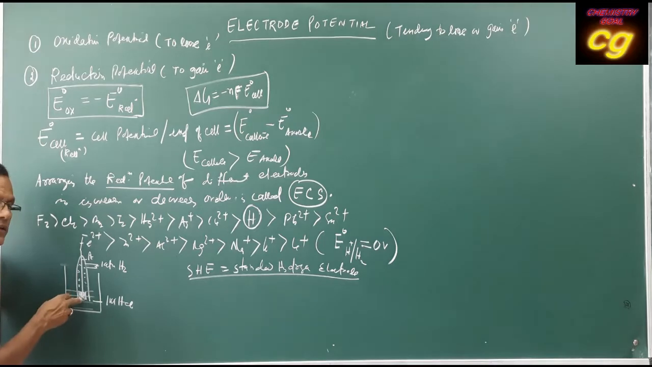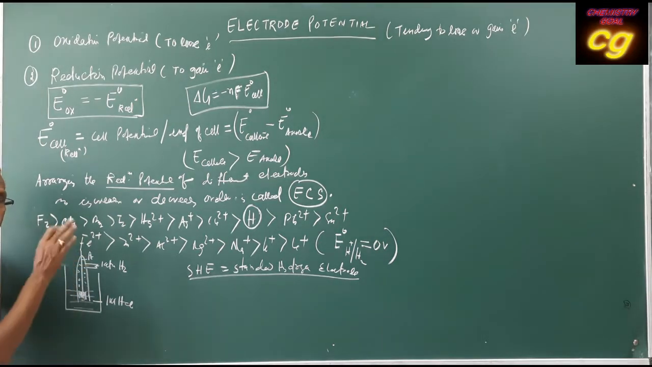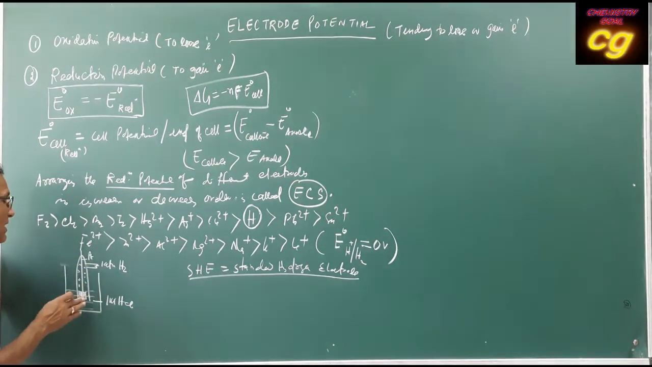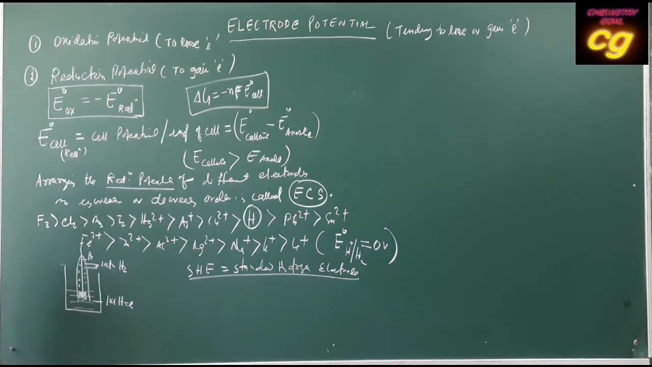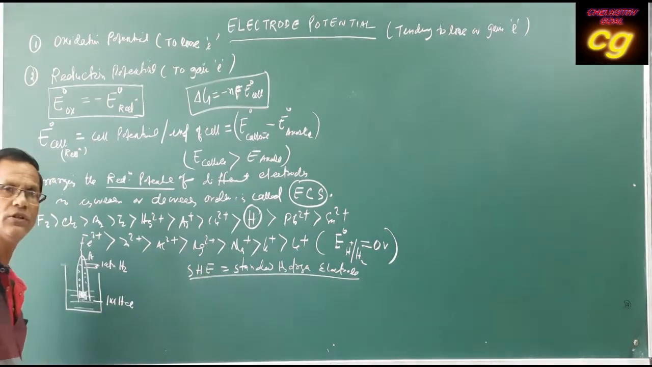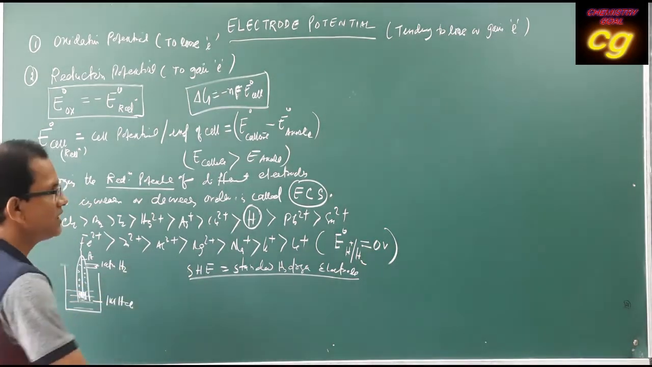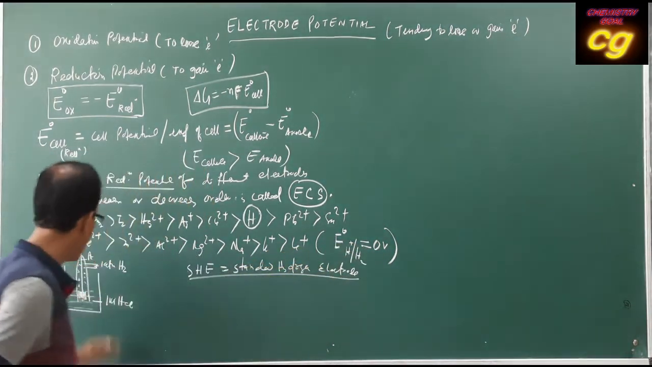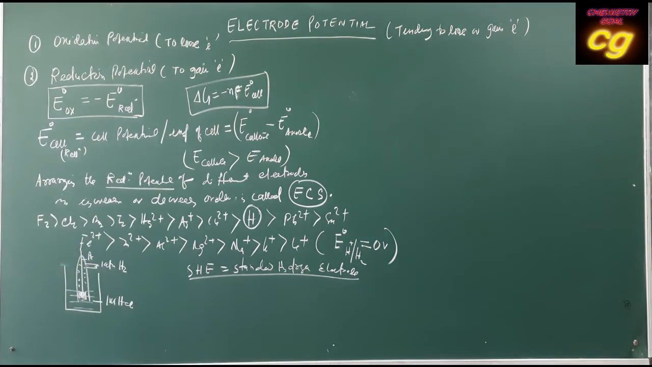At the end of the platinum wire, one platinum foil coated with platinum black is fixed at the bottom. This is the expression of one half cell, that is SHE, the standard hydrogen electrode. Its electrode potential is taken as 0 volt, and it acts as a reference electrode.